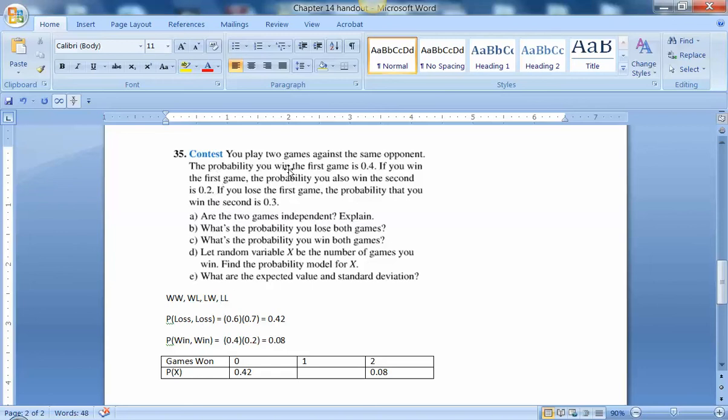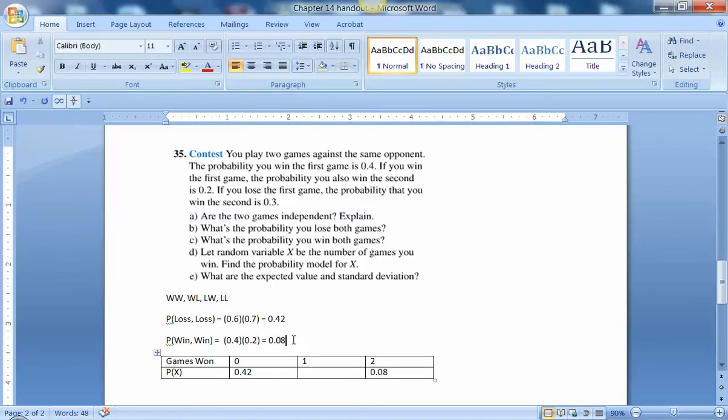So if the probability you win the first game is 0.4, then the probability to lose the first game must be 0.6. Now, it says if you lose the first game, the probability you'll win the second game is 0.3. So if you lose the first game, the probability you'll lose the second must be 0.7. And we just multiply these together because this is a conditional probability. This is the probability of losing the second game given you lost the first game. So there's the probability of 2 losses. So I went ahead and added that here into my little table.